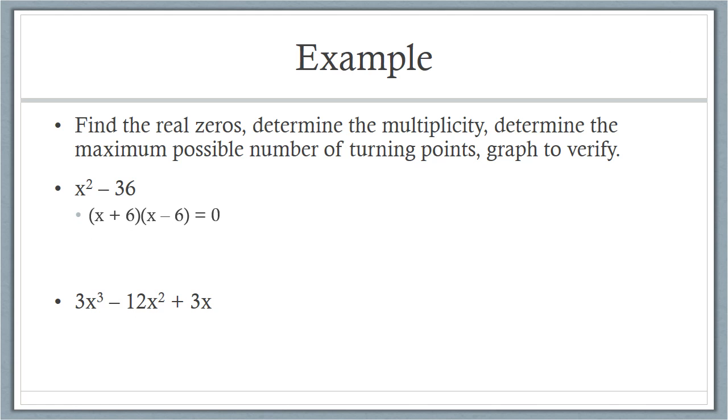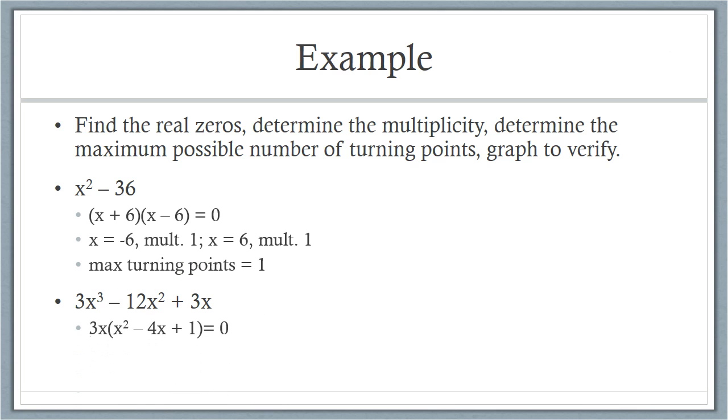Okay, we factor this into x plus 6 times x minus 6. That means our zeros are 6 and negative 6, each of them with a multiplicity of 1. Our highest power is 2, which means we have at most one turning point, and we can verify that with the graph. The next function factors into 3x times x squared minus 4x plus 1 equals 0.